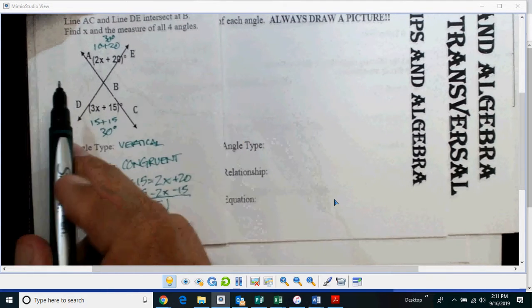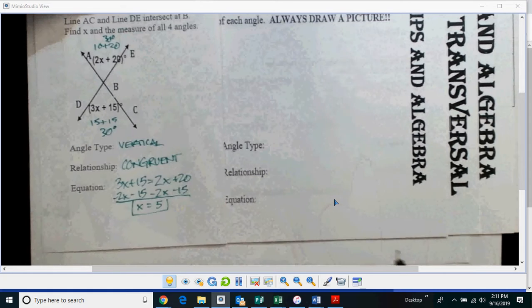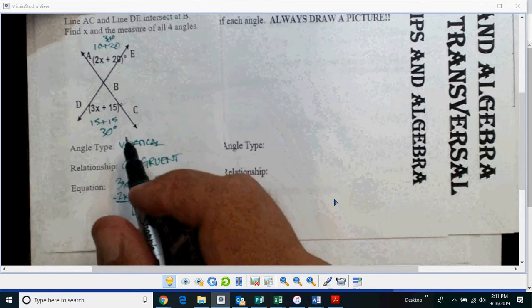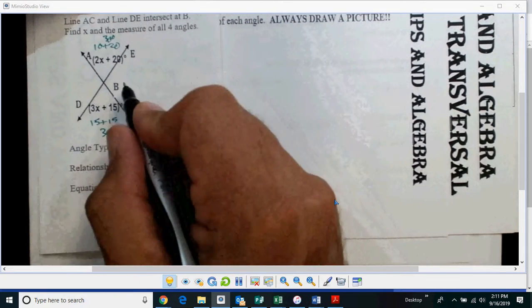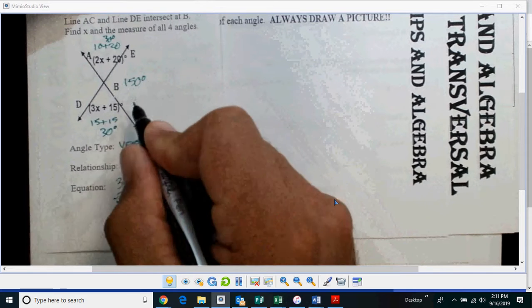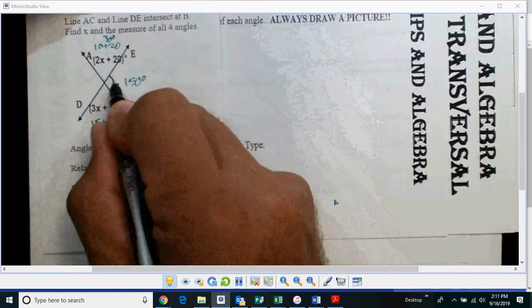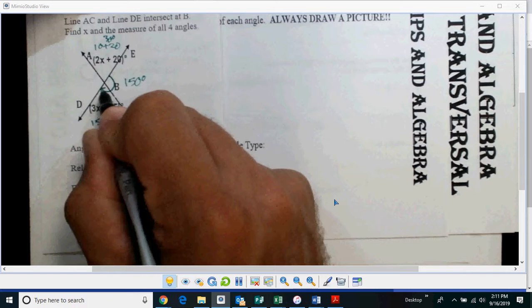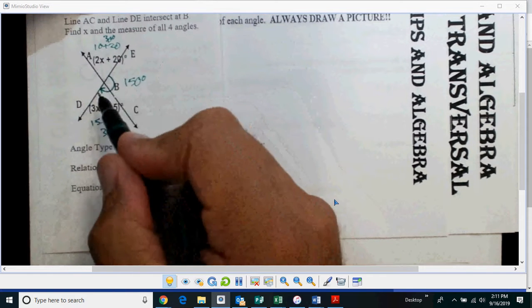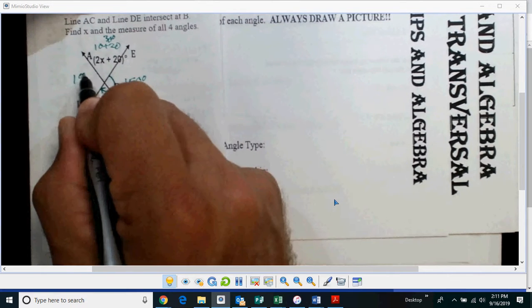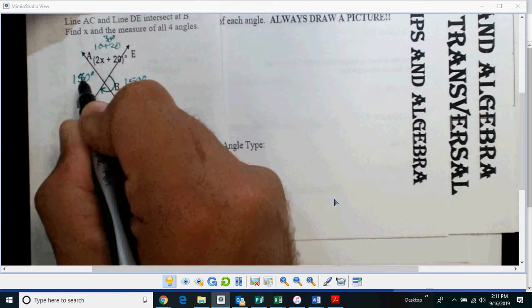If each of these are 30, what are each of the other two? 150. That's right, because these two together have to be a linear pair. That's a straight line that has to equal 180. So this one is also 150.